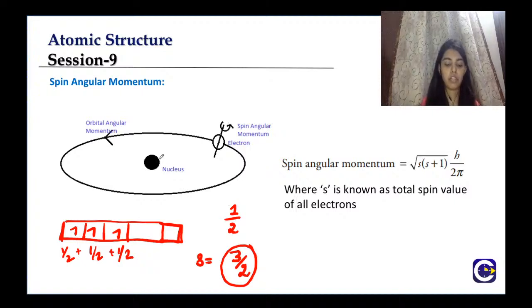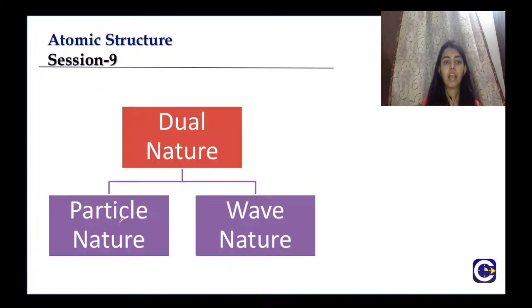Questions related to this we will do when we discuss electronic configuration, that is, how a particular electronic configuration is filled, right? So then we will discuss. Okay. So this is how you can find out the total spin value just by adding up the spins of electrons. Okay. Now next comes the dual nature, right?